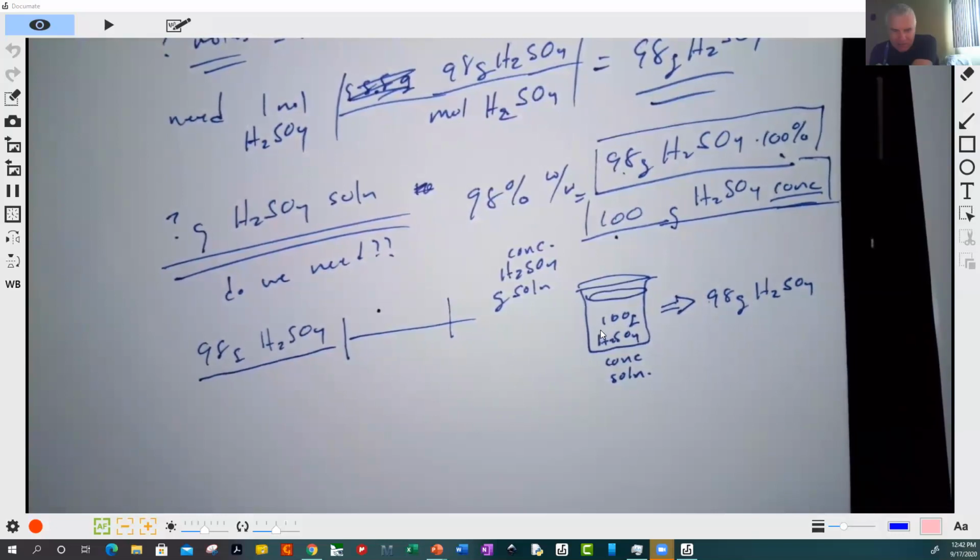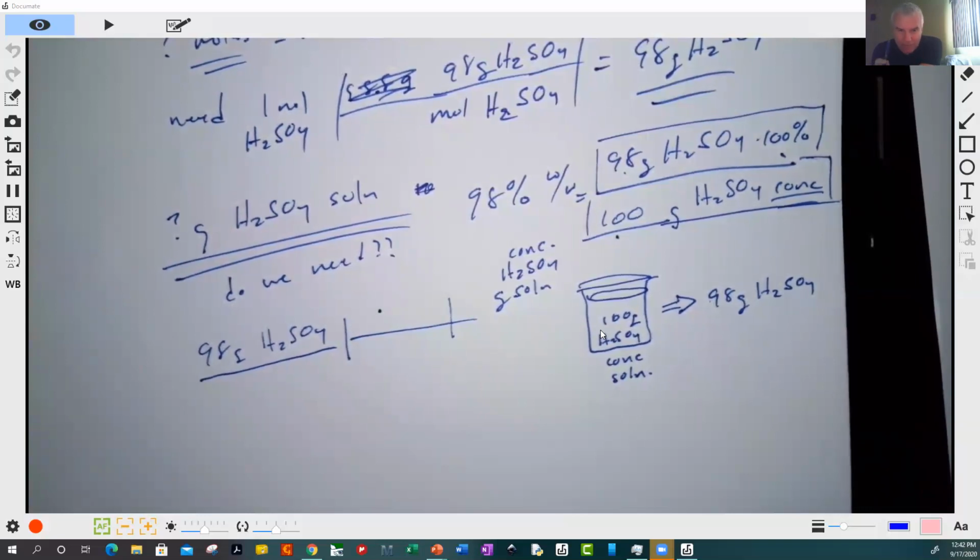Did you get that, Giselle? No. Can you repeat that? Okay. For every 100 grams of sulfuric acid, there are 98 grams. I said it wrong. Sorry. Rewind. For every 100 grams of sulfuric acid solution, there are 98 grams of sulfuric acid. Okay. And 2 grams of what? Water. Exactly.